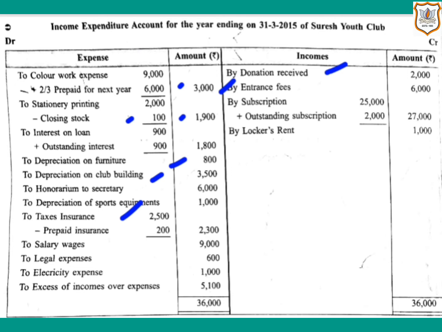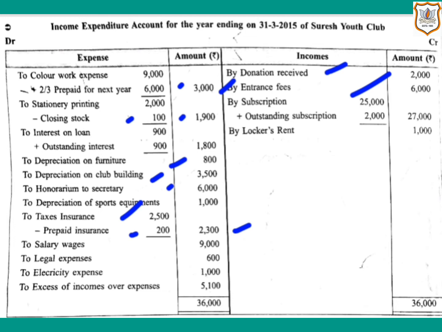Adjustment number 6, prepaid insurance is of rupees 200. As it is prepaid, we will deduct it from 2,500. We will get 2,300. Then we have honorarium to secretary. Honorarium to secretary is also an expense of revenue nature, so we will disclose it here in the expense column. Amount is 6,000. Then entrance fees is there. Here no instruction is given regarding entrance fees, so we have already studied that in the absence of any instruction regarding entrance fees, we have to consider it as revenue income. So here we will record it on the income side. Amount is 6,000.